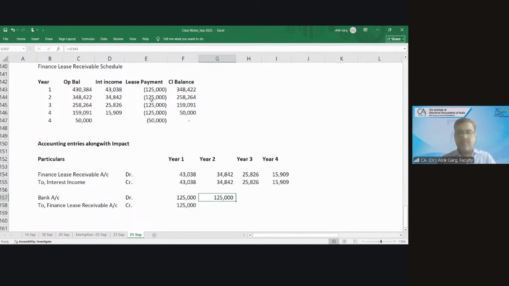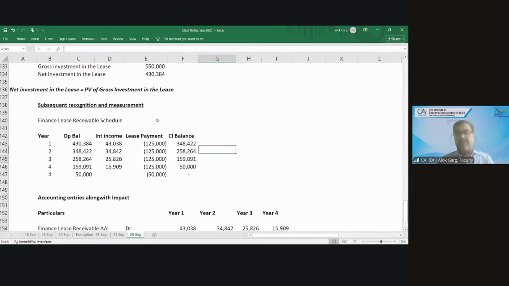Same 1.25. And here 1.25 plus 50,000, plus 50,000, 175,000. So what is my total impact in the P&L? 119,616. To interest income. This is the accounting of finance lease receivable.